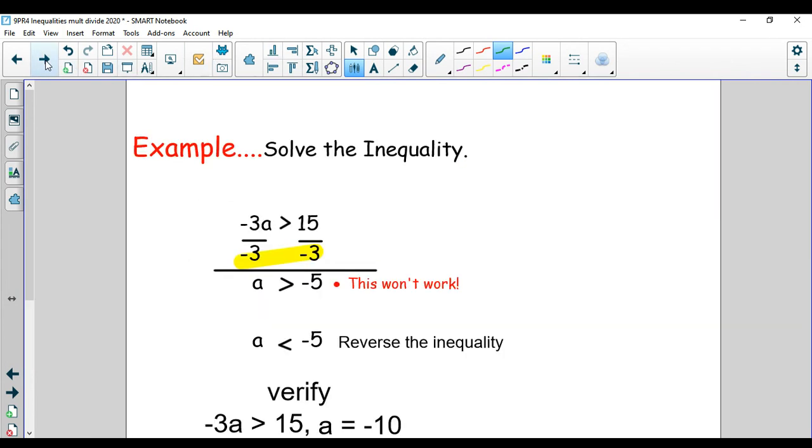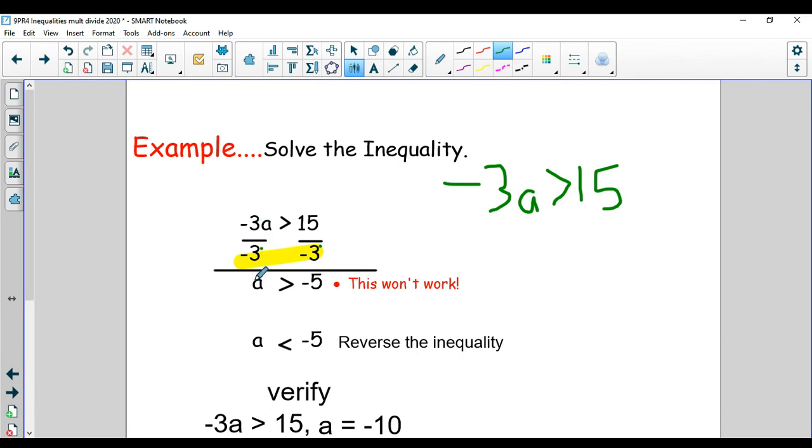Our first example is pretty straightforward. We're going to solve an inequality. Our question is negative 3a is greater than 15. Look at our first step. We divide the left side by negative 3, I put a green dot there. We divide the right side by negative 3, I put a green dot there.